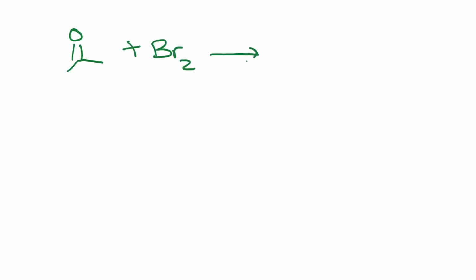Before we go into aldol, let's start with a simple reaction of both enols and enolates, which is basically the halogenation reaction. Let's say we take a ketone and react it with bromine in the presence of maybe acetic acid.